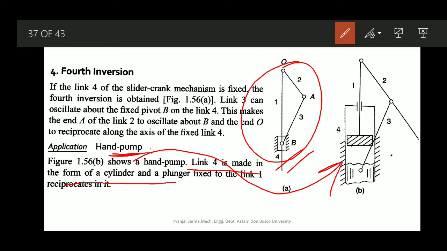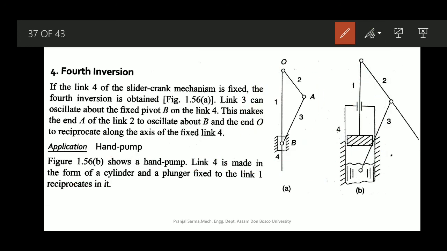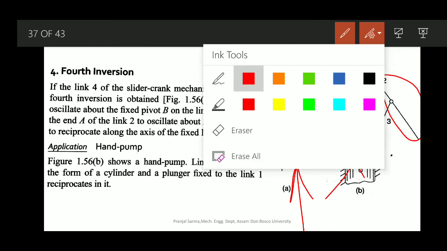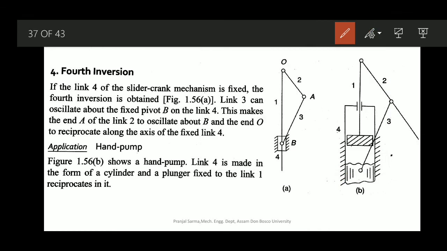In the case of the hand pump, which is an example of the fourth inversion of the slider crank mechanism, link 4 is made in the form of a cylinder, and a plunger is fixed to link 1, which reciprocates in it. This is the handle, and link 1 can move up and down with the plunger, then suction pressure will be generated. All of you already know the hand pump, the tube well. So that is the fourth inversion of it.